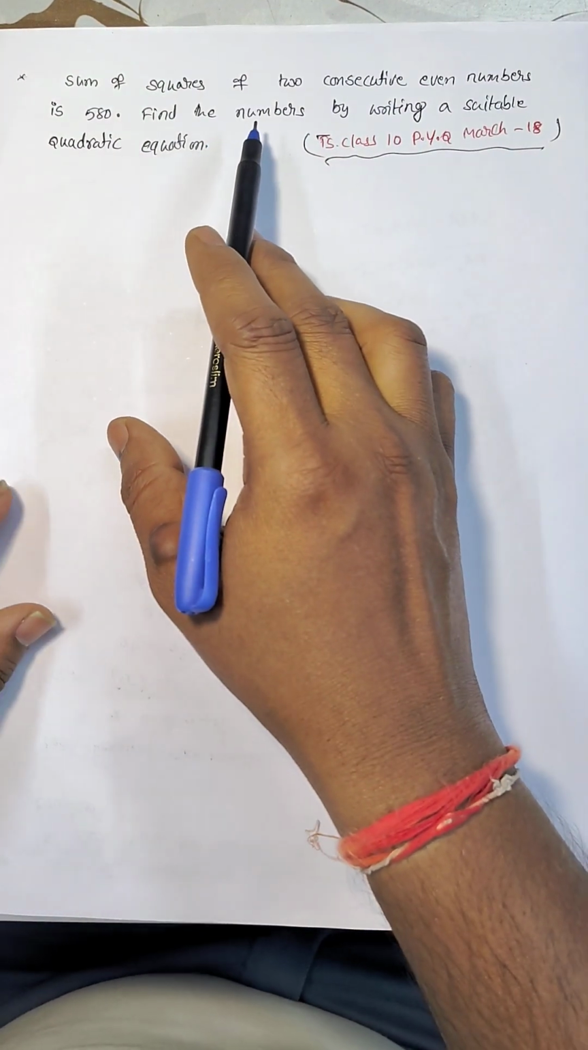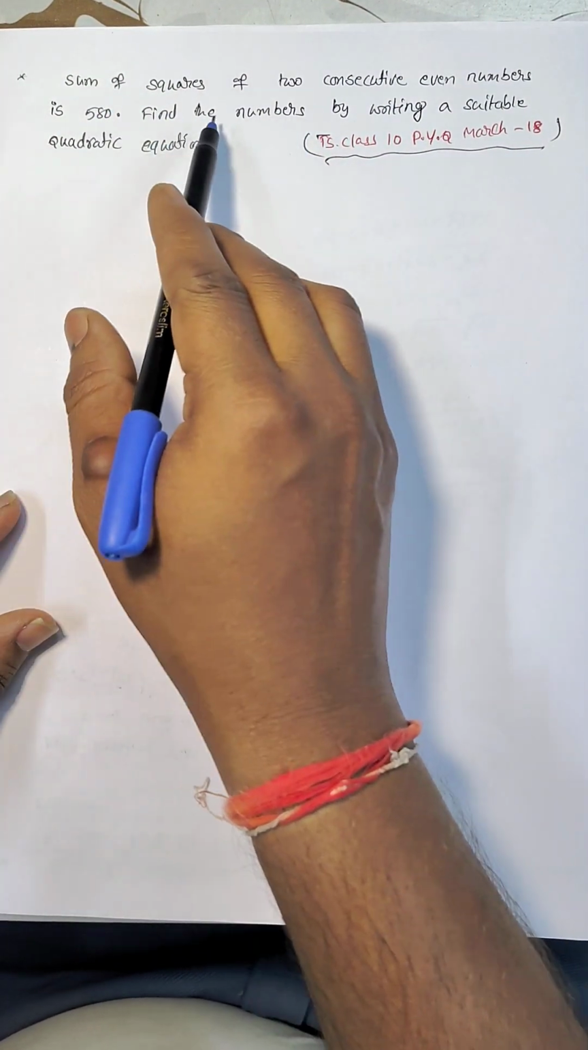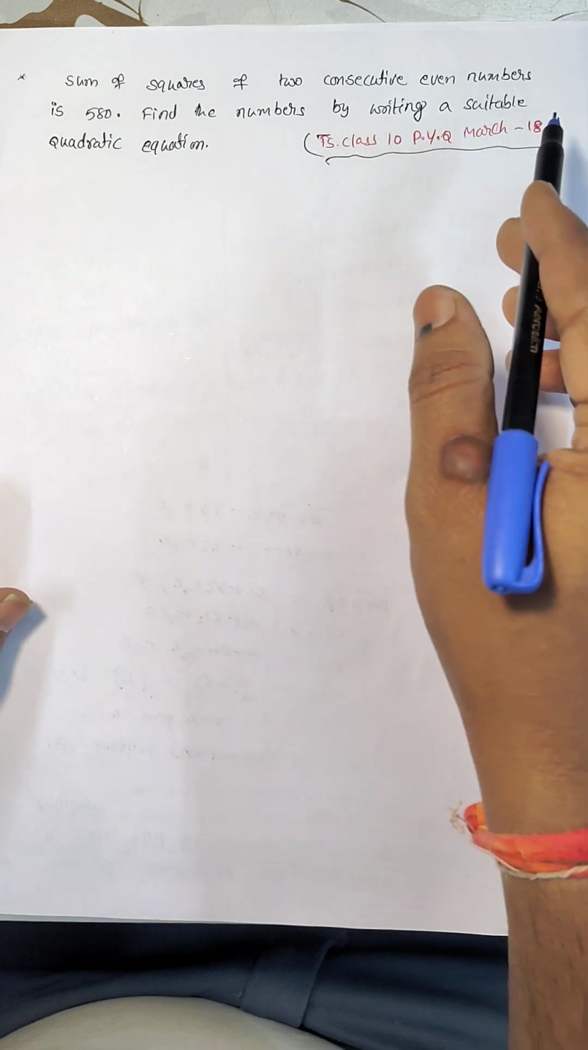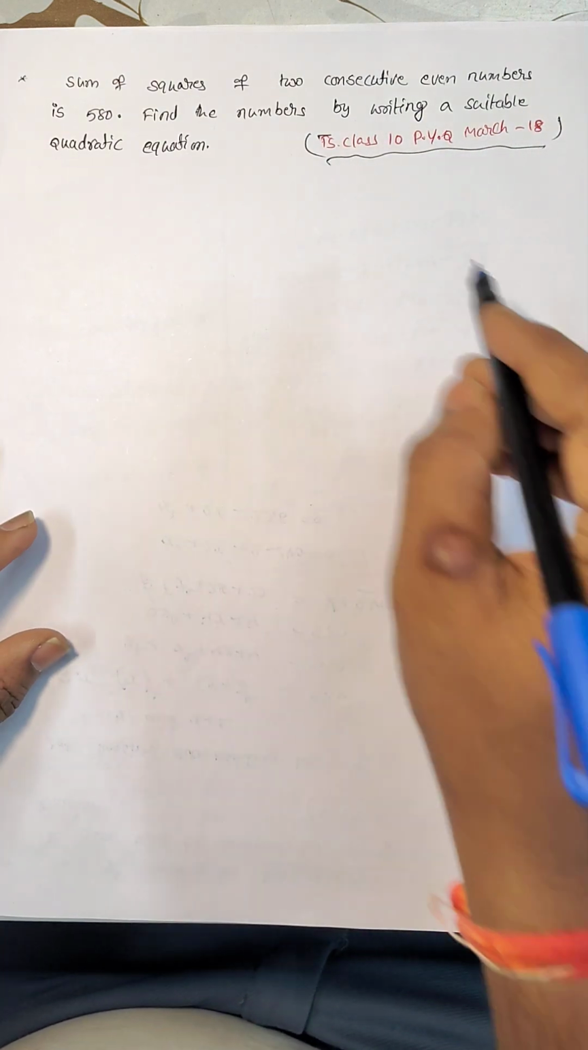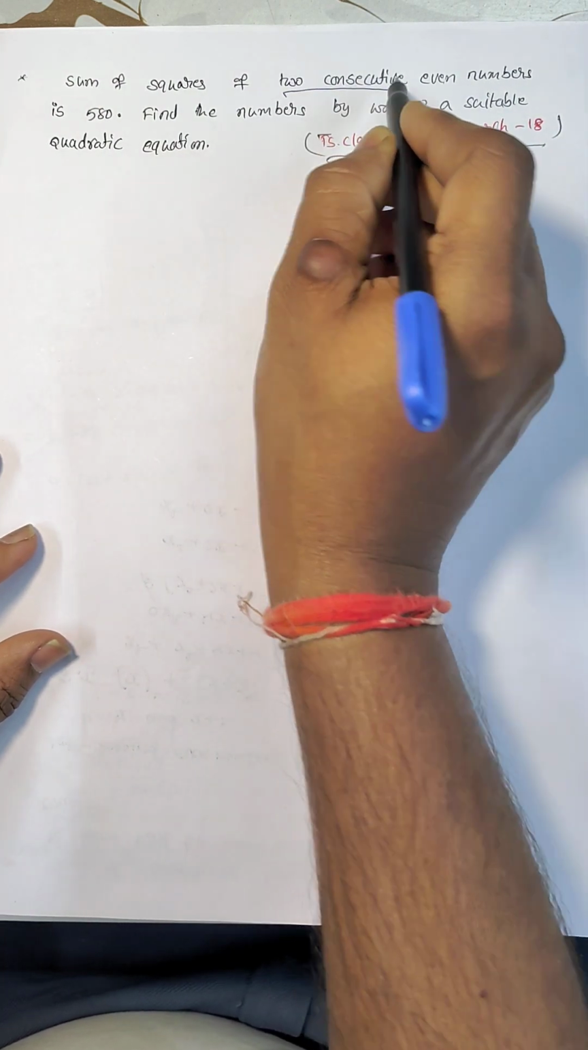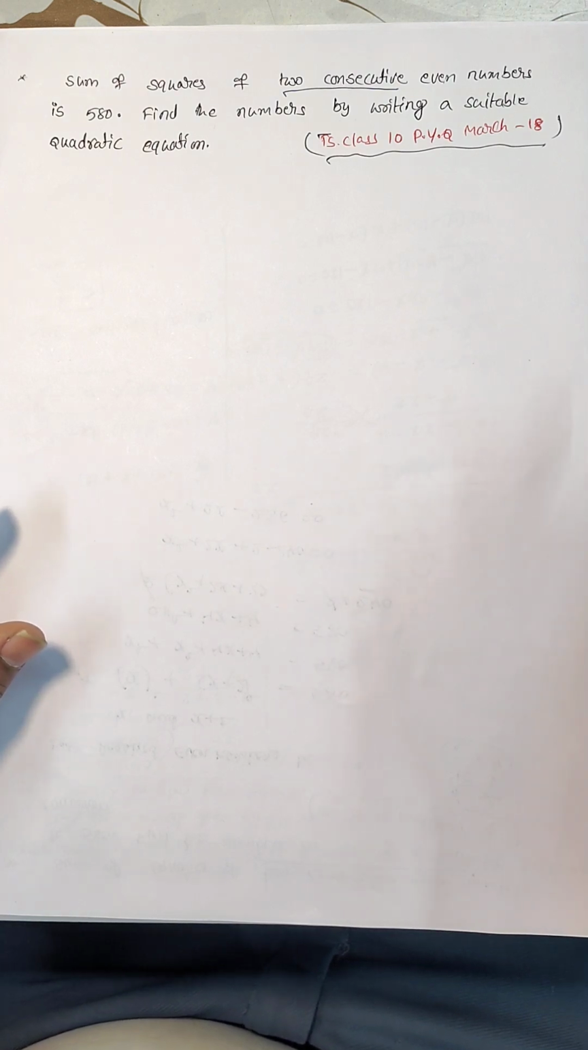Sum of squares of two consecutive even numbers is 580. Find the numbers by writing the suitable quadratic equation. Here, this word plays an important role. Two consecutive even numbers. Two consecutive even numbers means what?